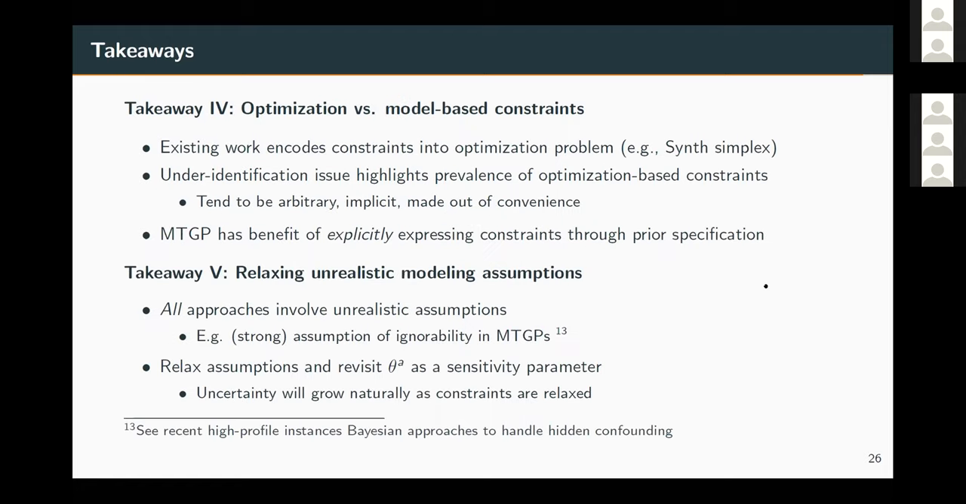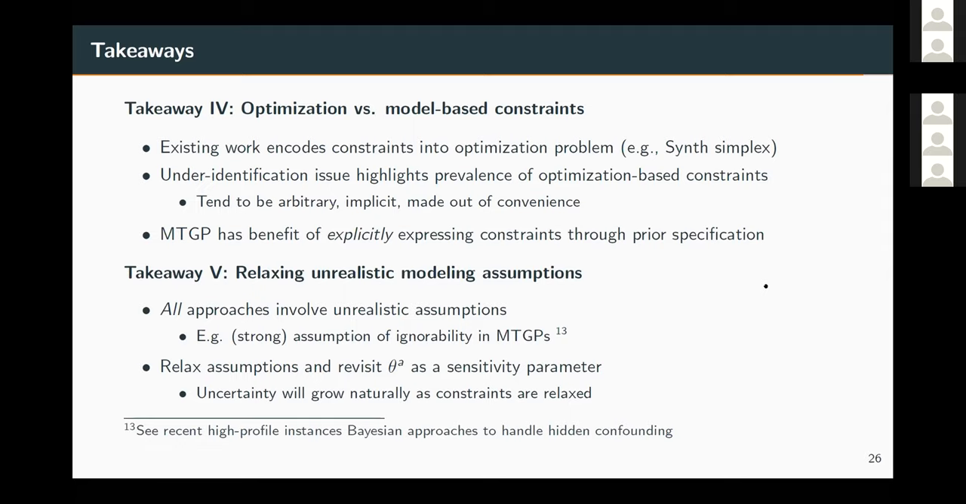Takeaway four, following along with what I just said: existing work encodes these constraints into the optimization problem, which is arbitrary, but also somewhat opaque. Whereas if you are explicitly encoding the constraints based on the prior that you're making, or based on the causal assumptions that you're making, then at the very least it's clear what the assumption is, rather than just hoping that the optimization problem solves it. And it also forces you to think very hard, as is true of the assumptions that are made in causal inference. It forces you to think hard about the assumption, rather than just throwing it out there and saying, okay, we got good fit. That's what matters. And then finally, going back to the Bayesian approach.